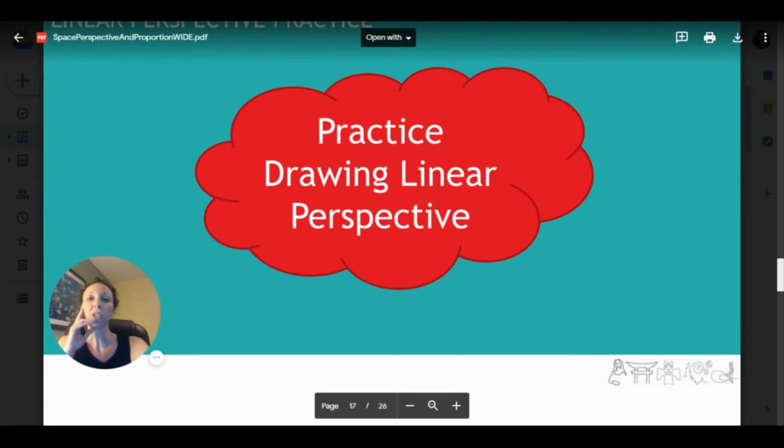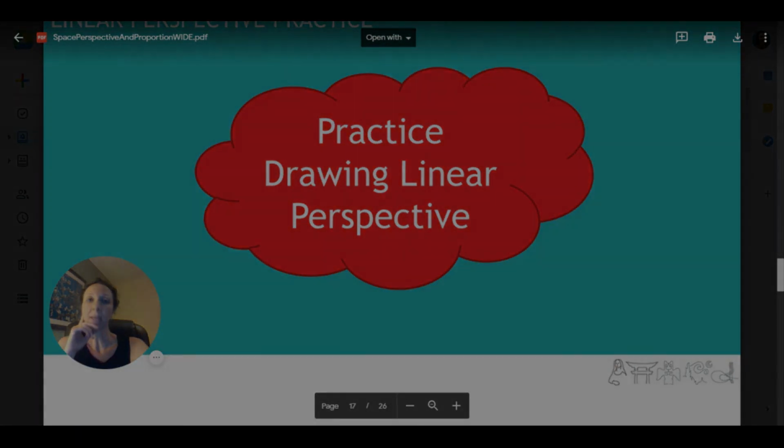So I will make sure in your Google Classroom you will see a link for this, drawing a room in one-point perspective. And so that will be your assignment for this week.